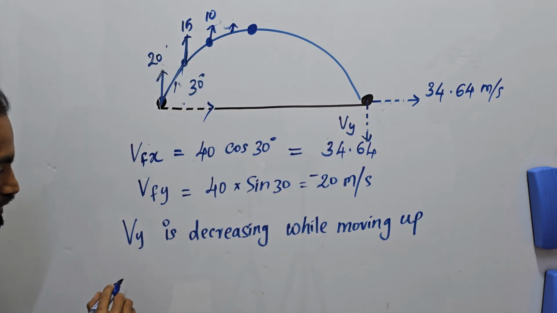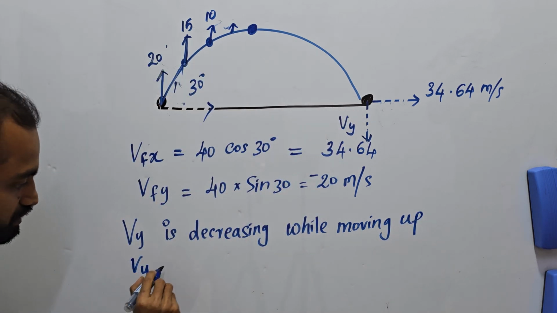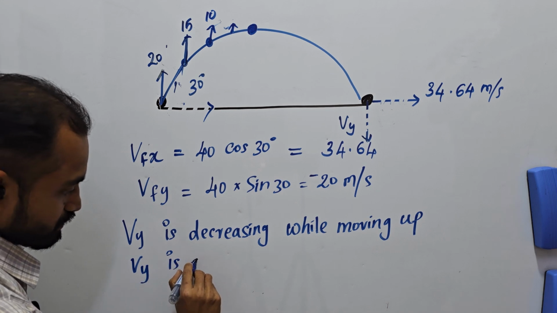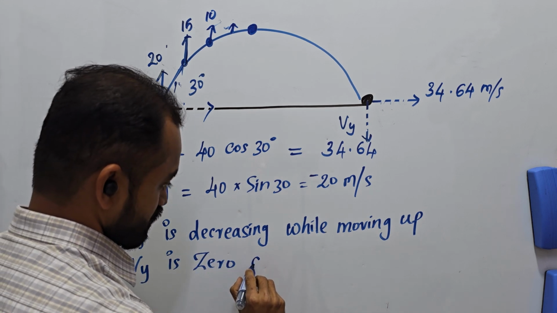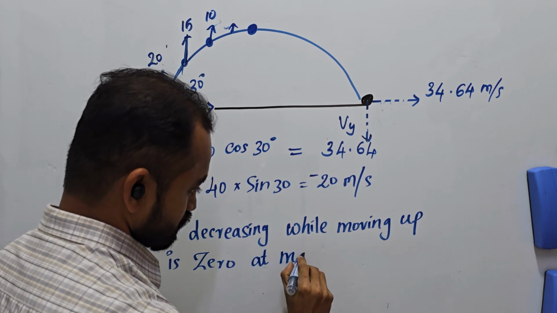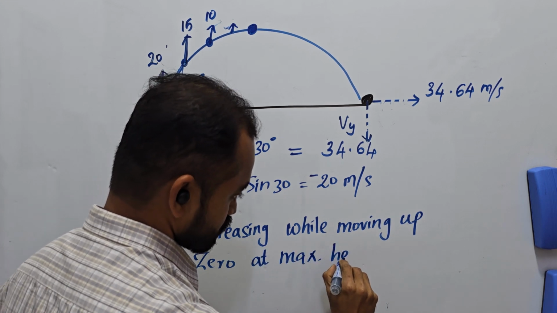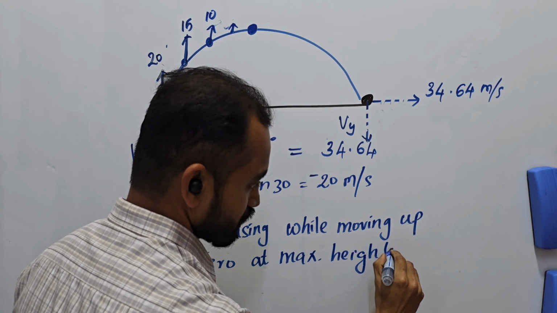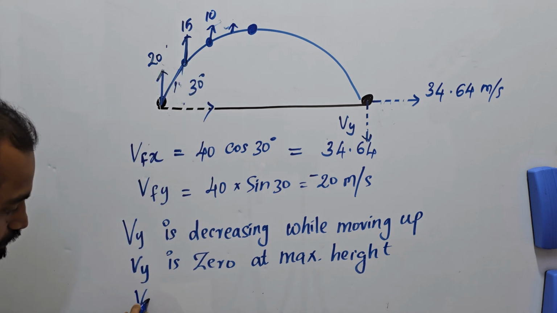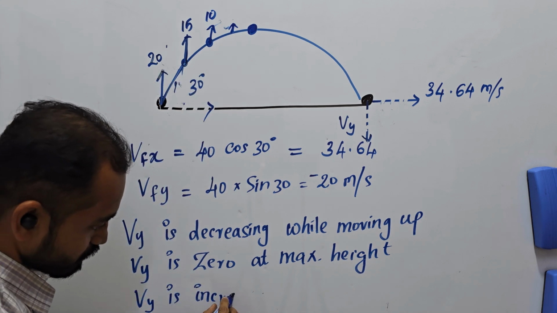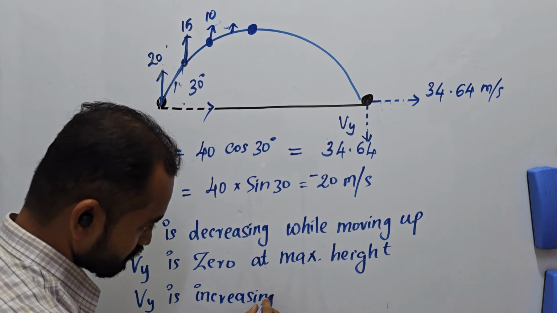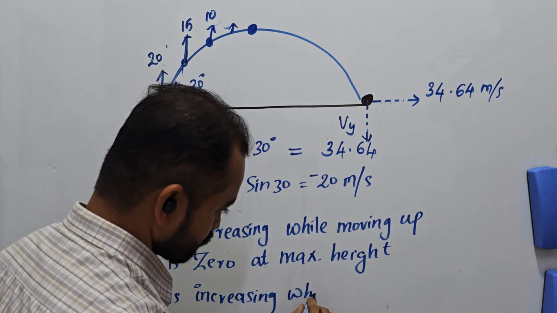Vy is 0 at maximum height. Vy is increasing while falling.